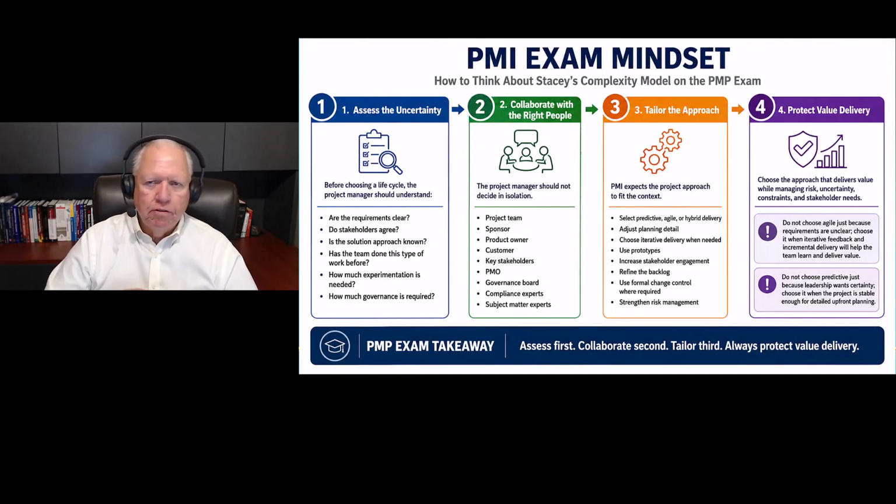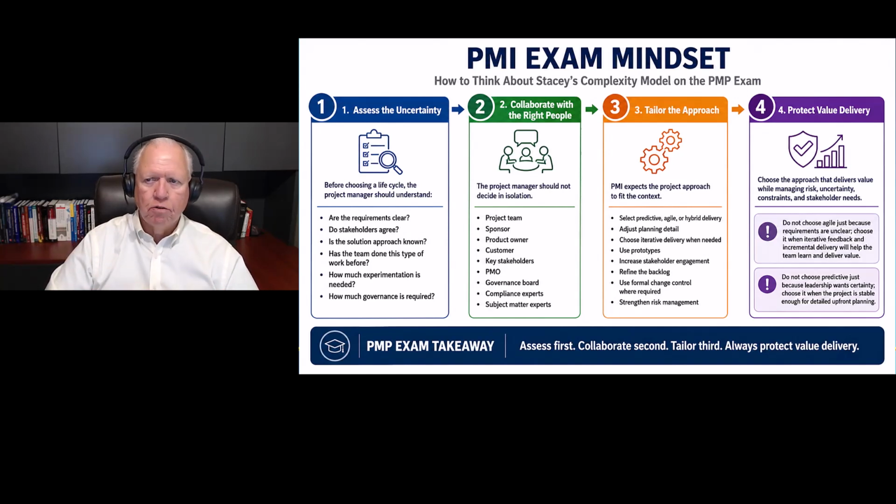So the PMI exam mindset. How do you think about Stacey's complexity model for the PMP test? Number 1, you assess the uncertainty. That is typically one of the best first steps. You don't jump automatically to a solution. You assess the uncertainty, and we've given you several questions here. Before choosing a life cycle, the project manager should understand several things, just what we talked about. Number 2, collaborate with the right people. The project manager is not going to do this alone. And so you're going to have a series of people depending on how the test question asks it. And then, number 3, you're going to tailor the approach. Remember, tailoring is part of the PMP test like crazy now.